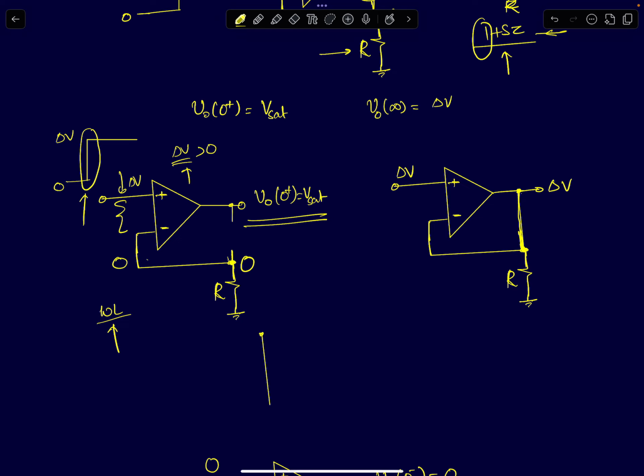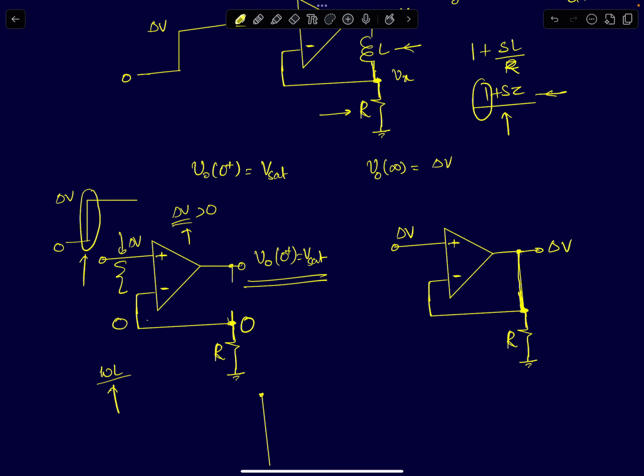In the steady state, your inductor current would have reached a final value, and the inductor will now act like a short circuit. That's what I've shown here. The circuit will reduce to something like this. We have a DC input of delta V volts, and the inductor is acting like a short circuit carrying a constant DC current. Since delta V is a step input, the input of this op-amp will be fixed at delta V volts.